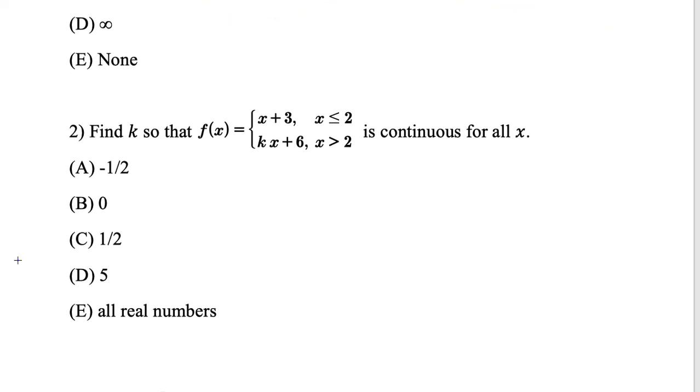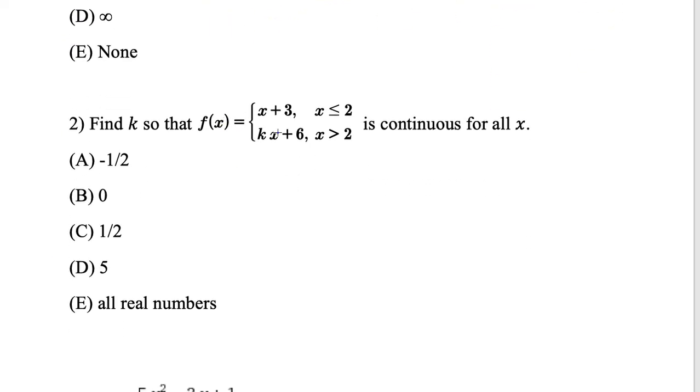On to number 2. I need to find a k so that f of x is continuous for all x. If it's continuous, that means the left is equal to the right, which is equal to the actual height. In this case, since the left-hand side is the actual height, since there's an equal to here, all I'm doing is setting the left equal to the right. I'm setting this equation equal to this equation while plugging in the suspect point 2 for wherever you see an x. So I'll write that out.